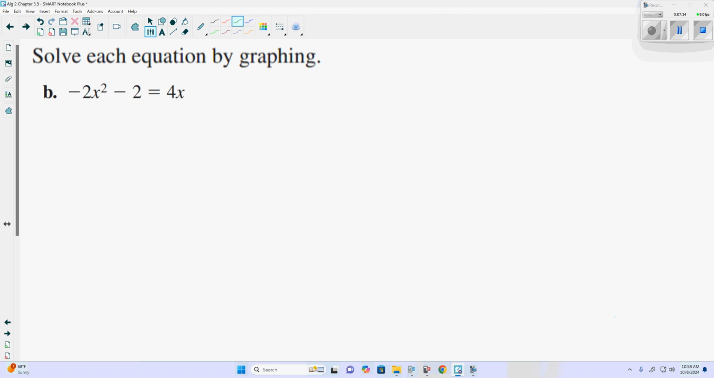Let's look at the next one. -2x squared minus 2 equals 4x. Unfortunately, we can't just type this in and graph it, because we need this to equal what? 0.